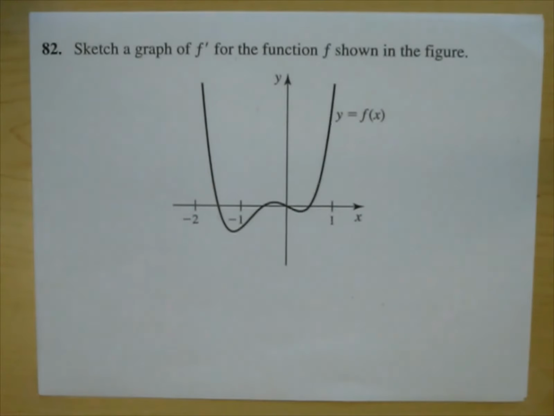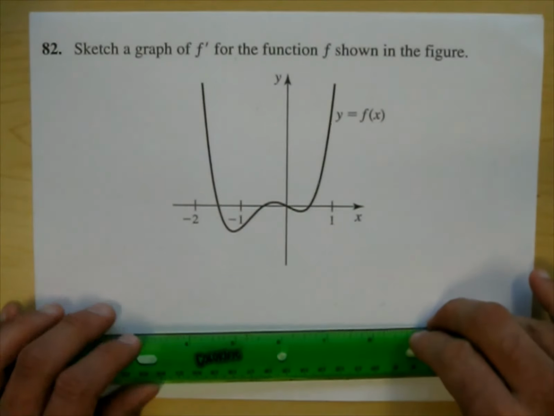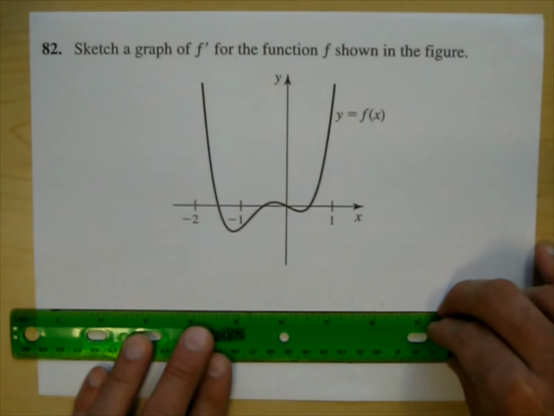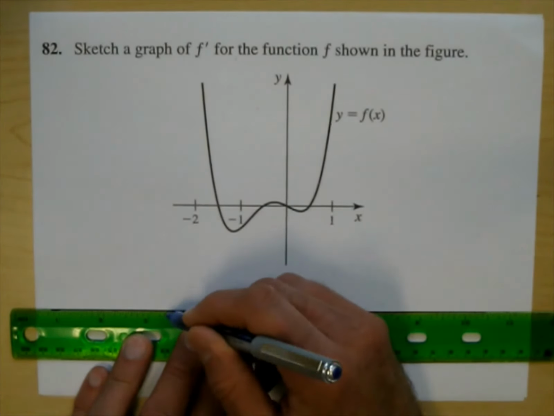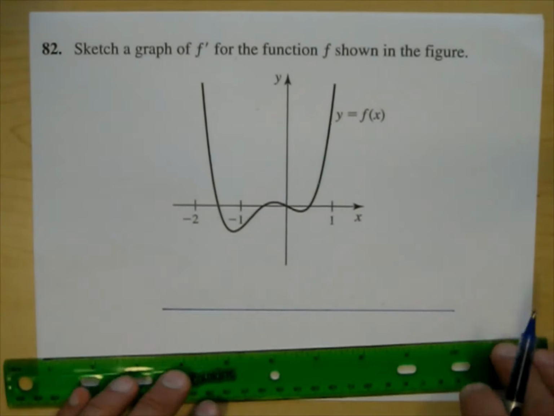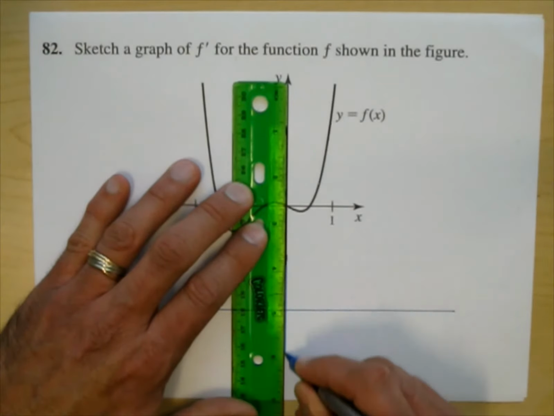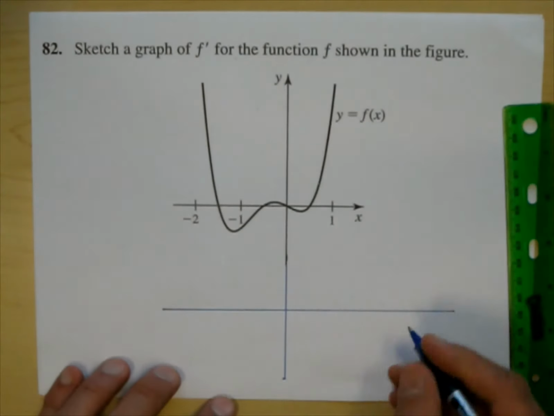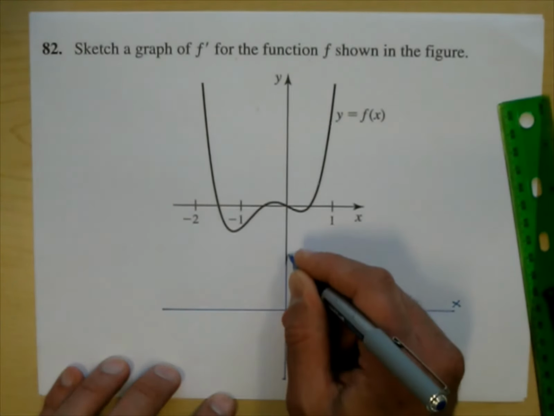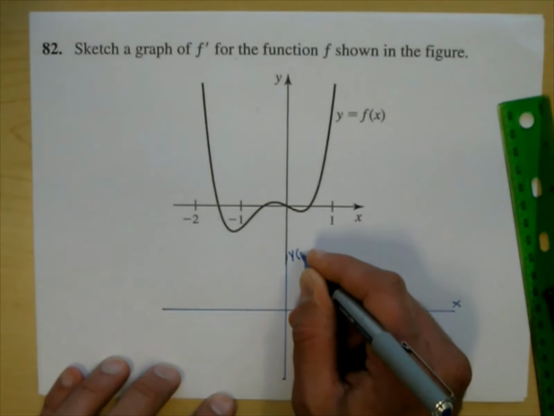Okay, so 82 says sketch the graph of f prime for the function f shown in the figure. And so what I'm going to do is, it may have made some of you feel uncomfortable with me sketching it right on the graph for those other matching ones. And I have a little room down here, so I'll sketch it below. Here's x and here is y, which is really the slope, m.